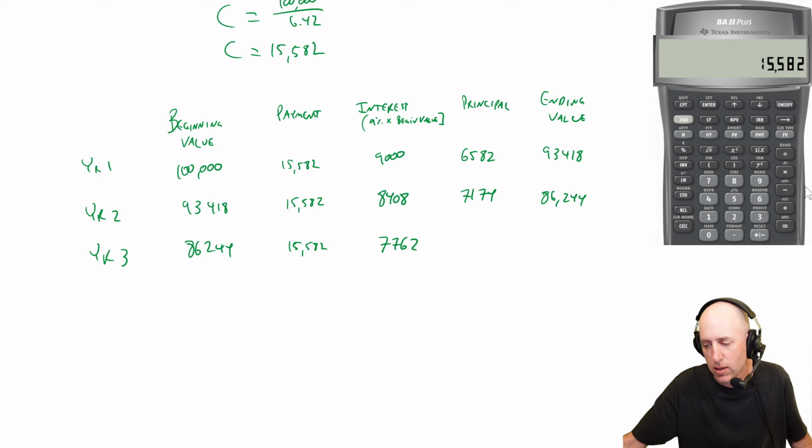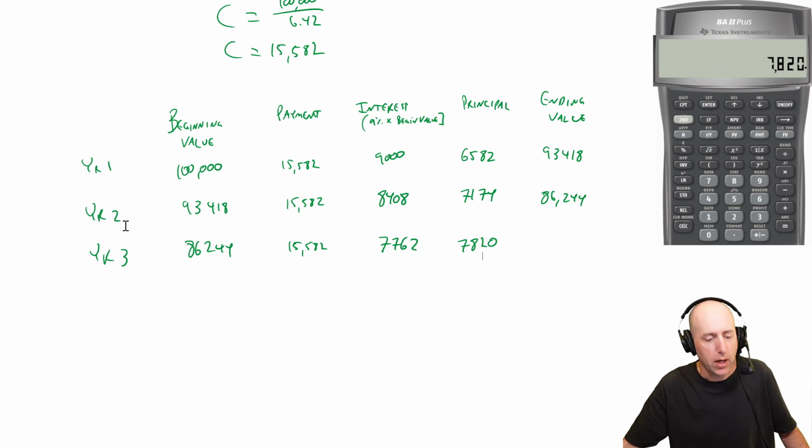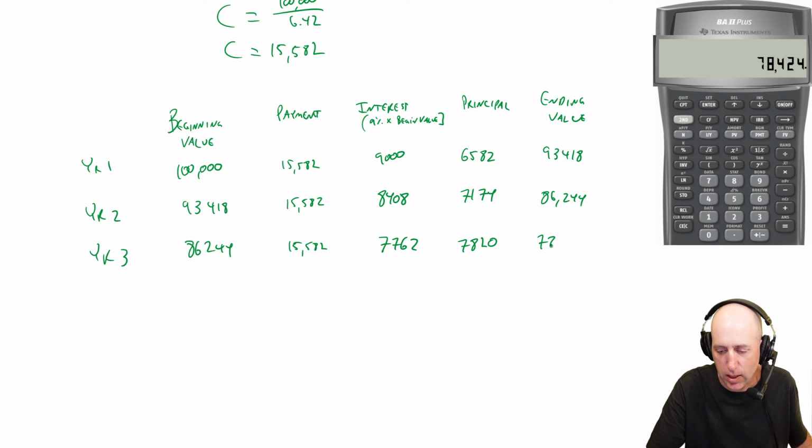15,582 payment minus 7762 means 7820 went to pay down the principal. So I had an $86,000 loan. I paid off $7,800 of principal. 86,244, if I take 86 minus 7, I end up at 78,424. 78,424. And we could keep going.